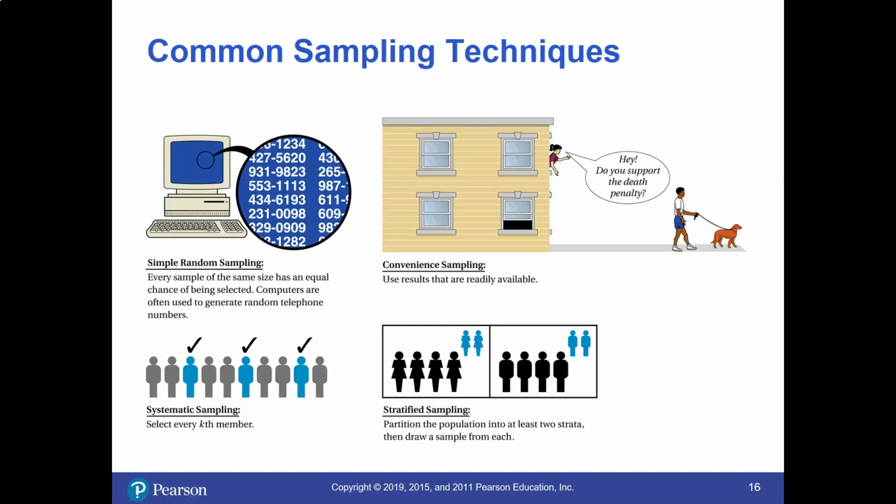Okay, so sampling techniques. Simple random sampling: every sample of the same size has an equal chance of being selected. Computers are often used to do this using some sort of pseudo-random algorithm. Convenience, systematic, and stratified. So those are the main ones. Again, using randomization analysis by computers is a very, very common one. Watch out for convenience sampling and stratified sampling. You have to be careful to make sure that you're drawing from the groups properly and not making mistakes in that way, creating some sort of lurking variables.